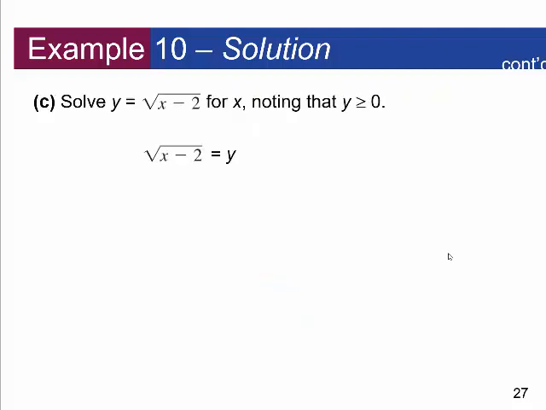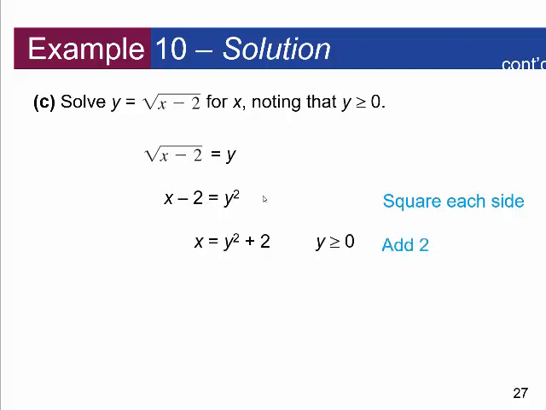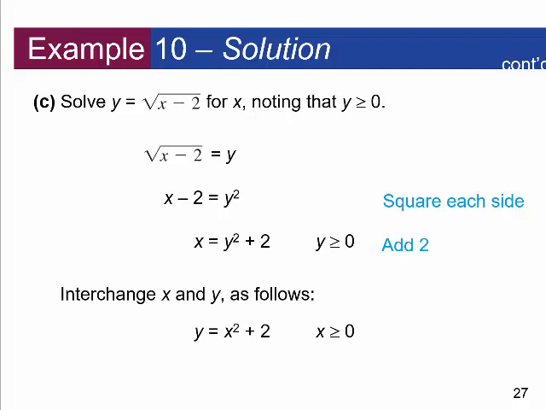Now, finding the inverse equation here. You're going to solve y is equal to the square root of x minus 2 for x. You have to note here that y is always going to be greater than or equal to 0. To get rid of the square root, you square both sides. Then you add the 2 over. And finally, you interchange x and y, and you have to maintain that x has to be greater than or equal to 0, because that's what y was. So this right here is our inverse function.